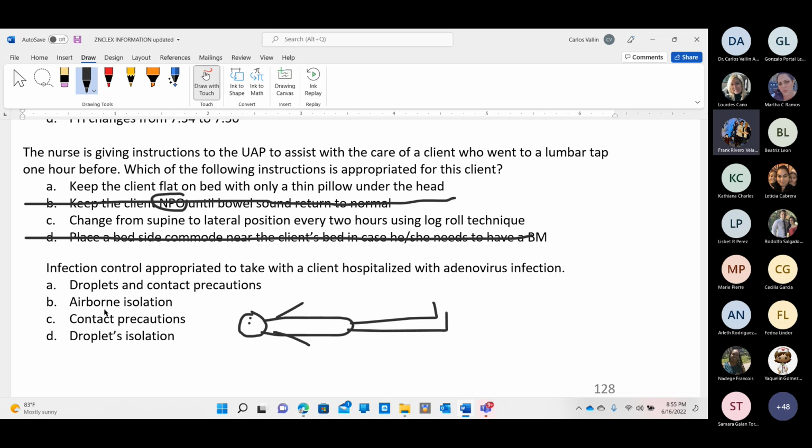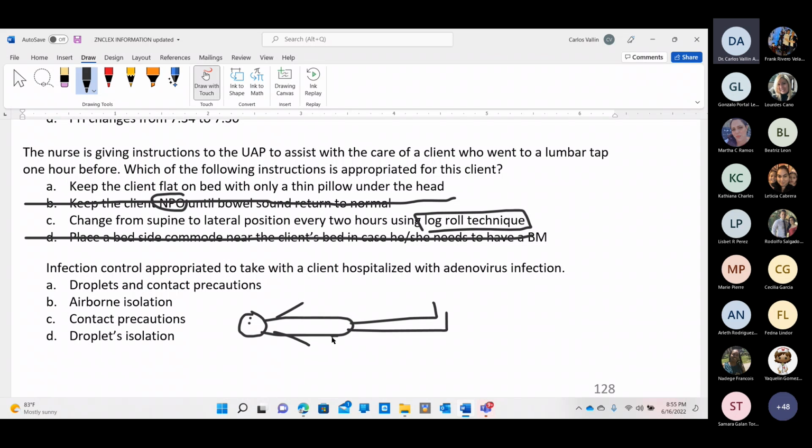Moving the patient constantly, I think, is going to produce a lot of pain, right? No, it's okay if you use the log roll technique.